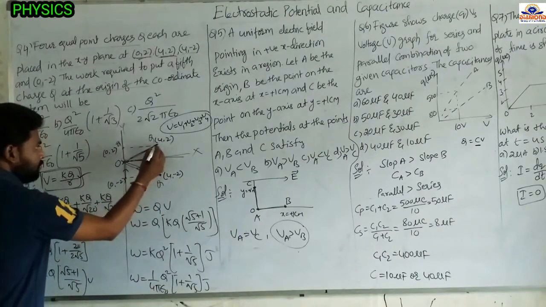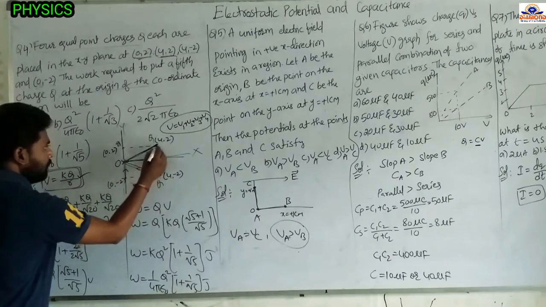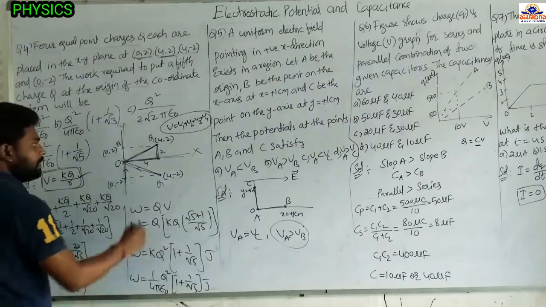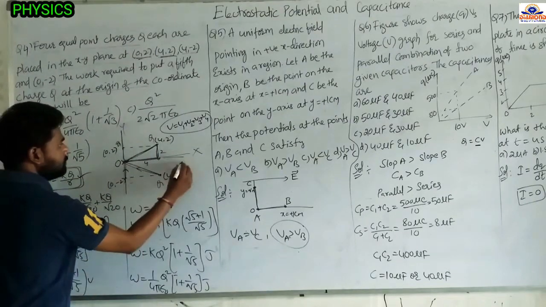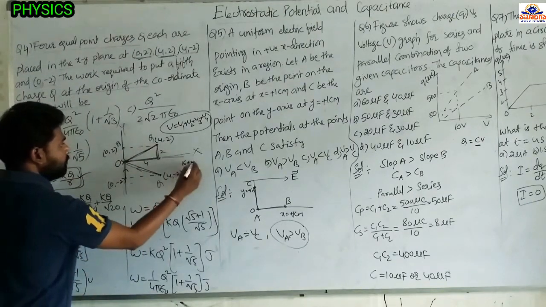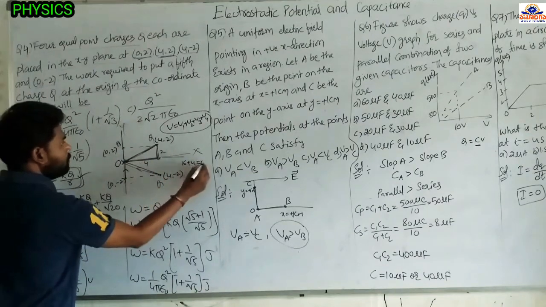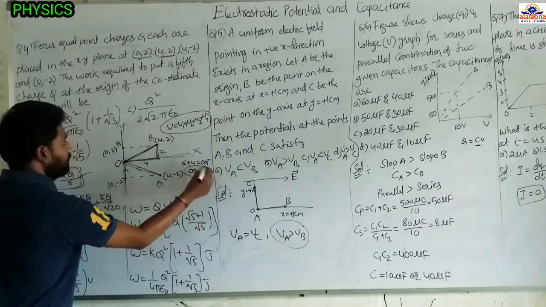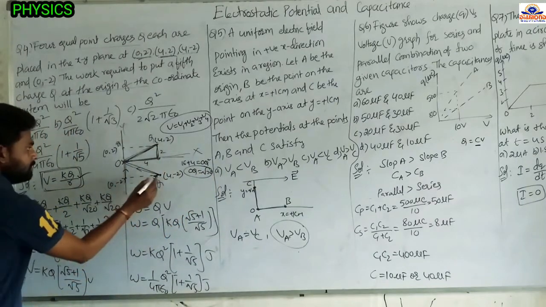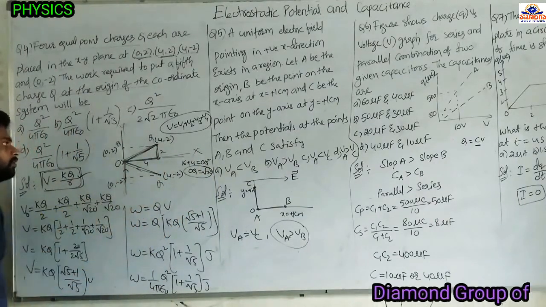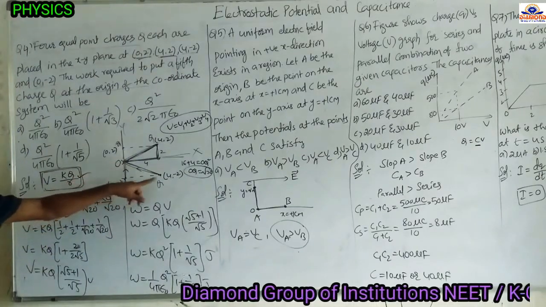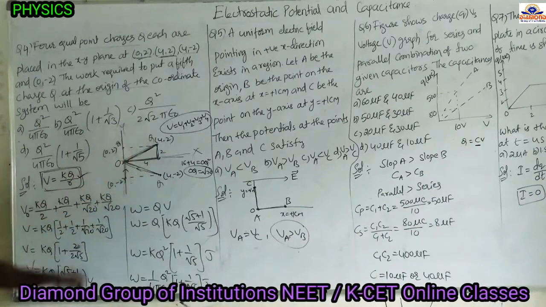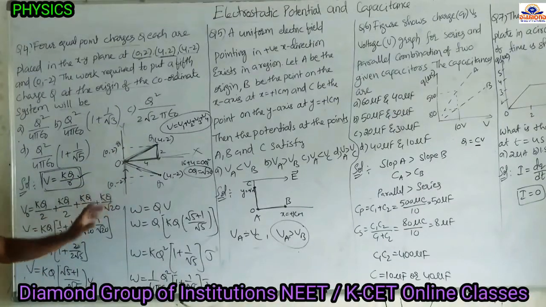So the distance from here to here is 4 and this distance is 2. To get this one from the right angle triangle, 4 squared is 16 plus 2 squared is 4 equals OQ squared. Now OQ we will get as square root of 20. That means the distance from here to here is root 20, and from here to here also root 20 only. So now Q is the charge, divided by the distance root 20, and here also root 20. So KQ by root 20 plus KQ by root 20.